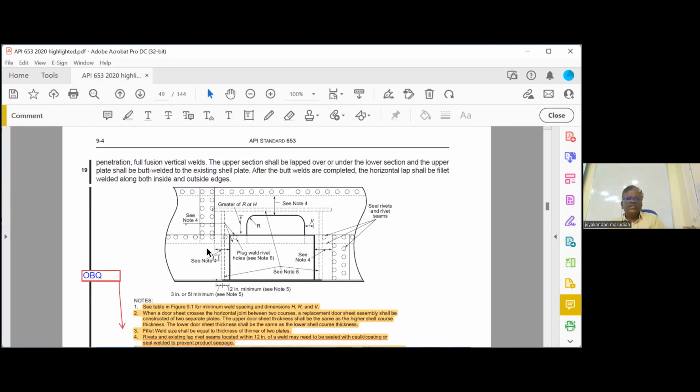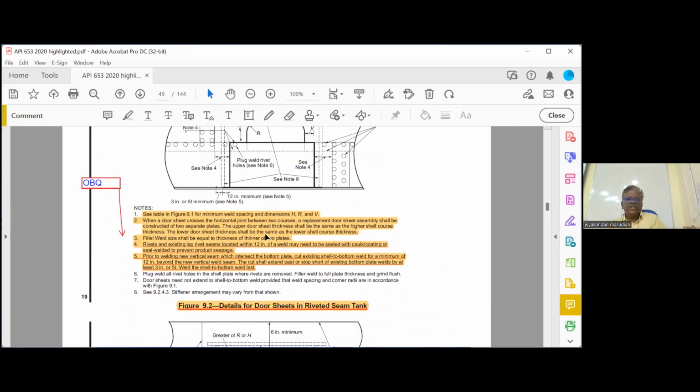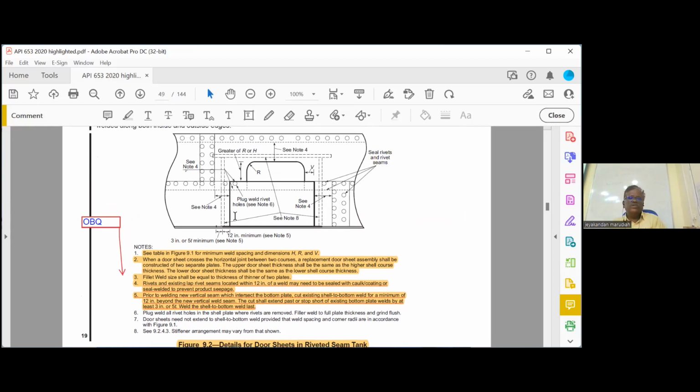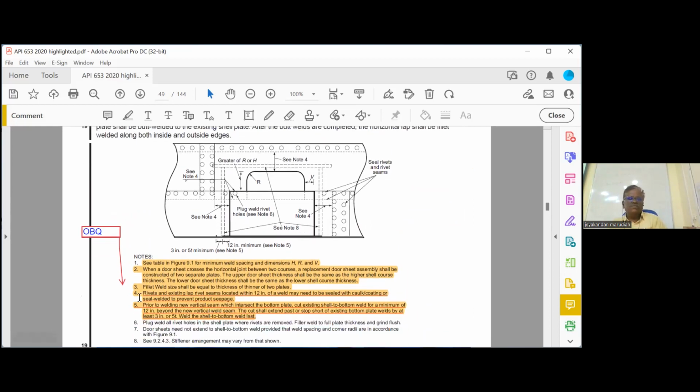Then this, you can see the drawing, details of door sheets in the riveted seam. It was asked in one of the open book exams. So the answer is you have to go from 4. Rivets at the existing lap rivet seams located within 12 inch of a weld may need to be sealed or caulked to prevent product seepage. That is important. Highlight the 4.